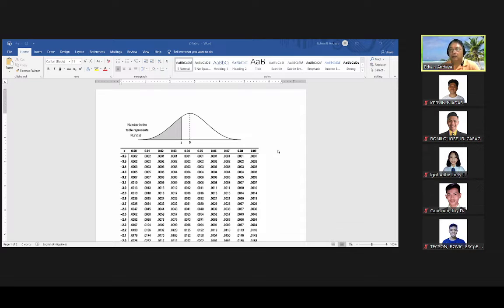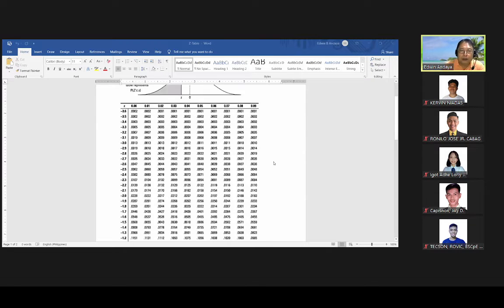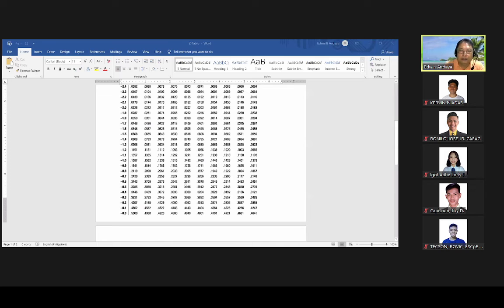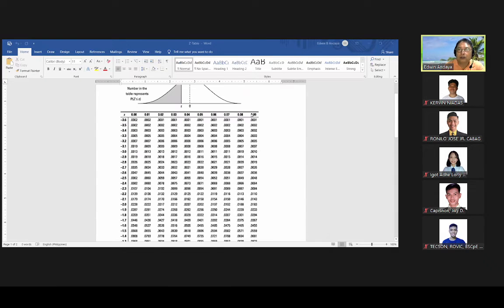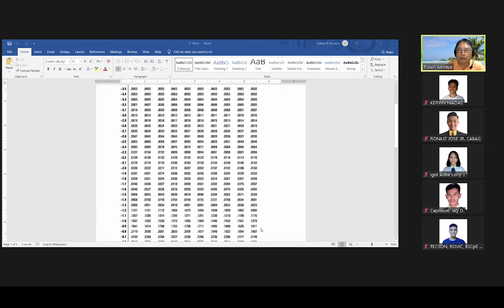Download this table from Google and have it printed. You have the printout of this table with you. You will use this table during your exam. Negative 0.1, then column 9. This is our column 9, the last column.